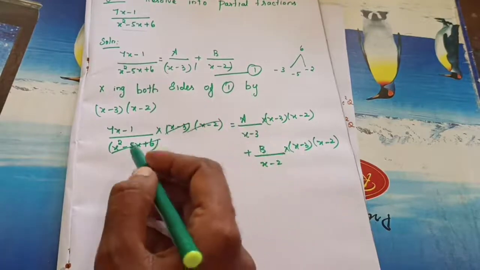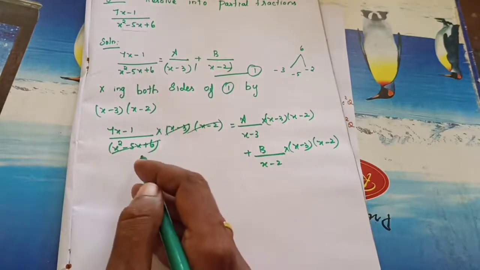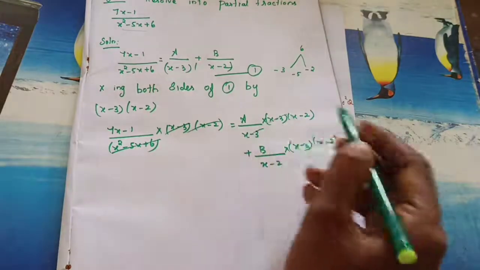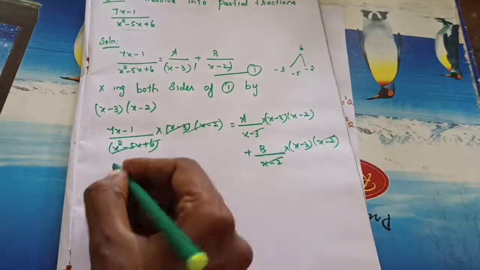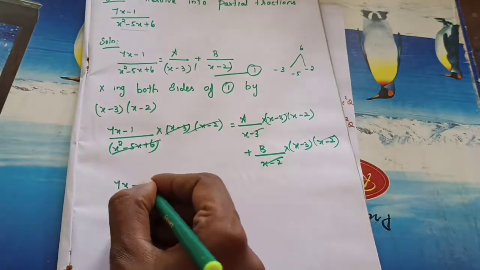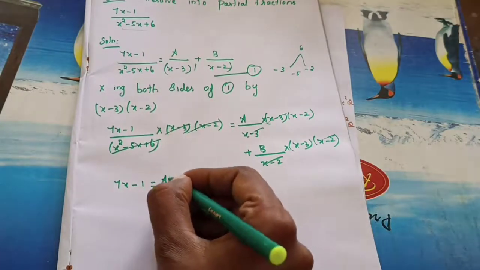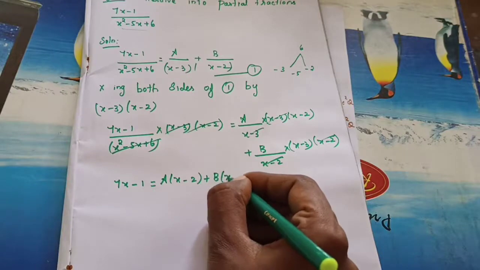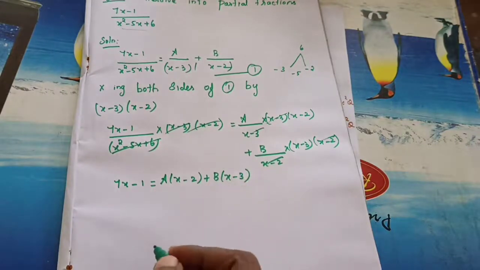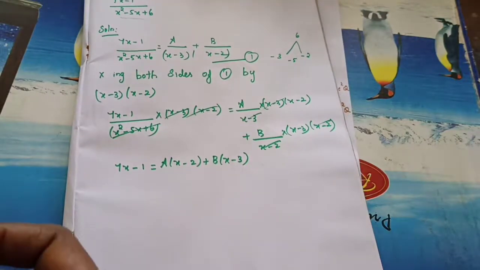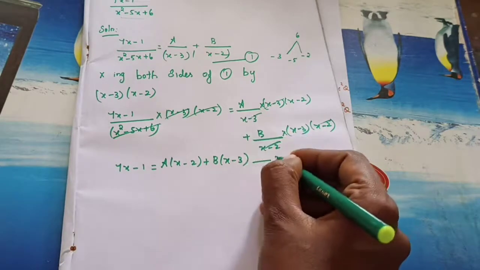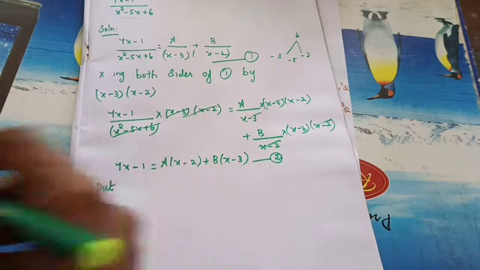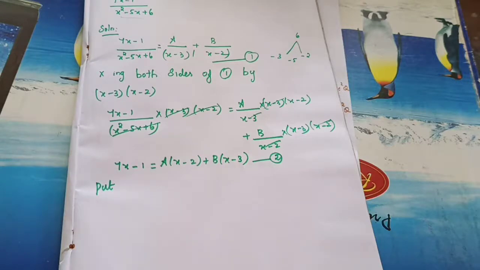One more step if you need, you can write it. You make it as factors and afterwards you can cancel. It is no problem. Mind calculation itself you can cancel. So everything will get cancelled. What's the balance? 7x minus 1 is equal to a into x minus 2 plus b into x minus 3. Okay. Now, as I said already, this is equation number 2. Which value, if I substitute, will make a or b as 0?